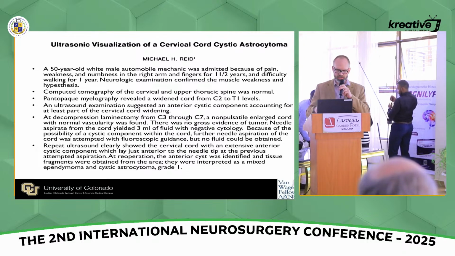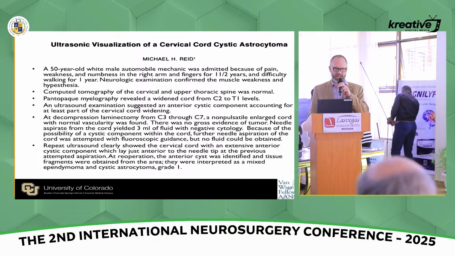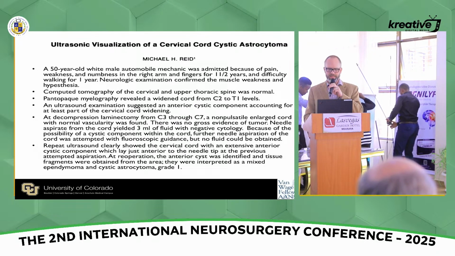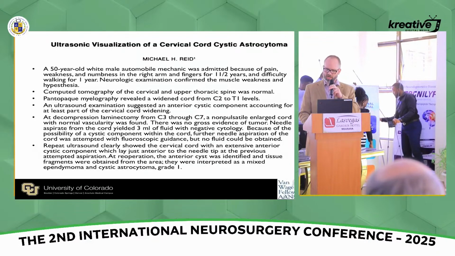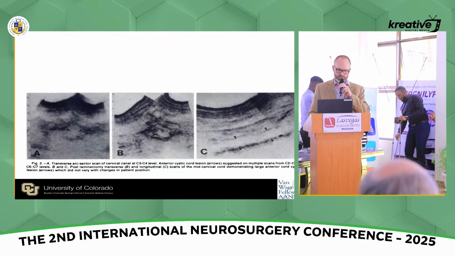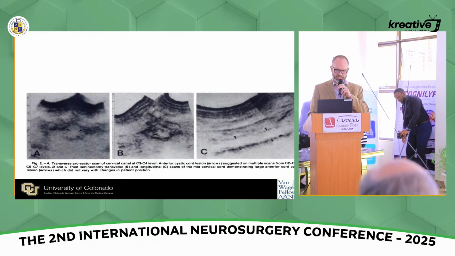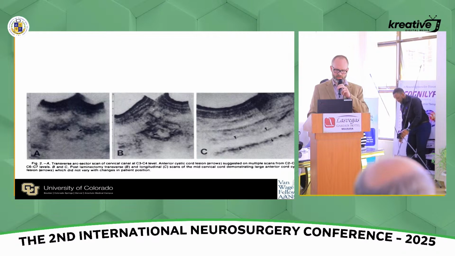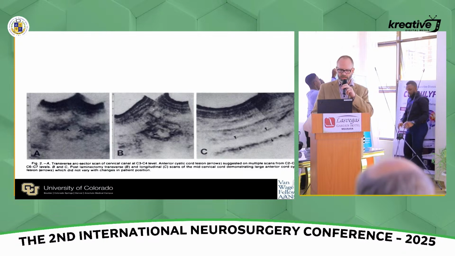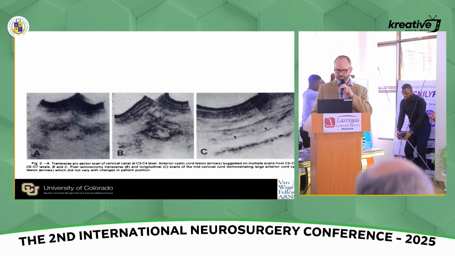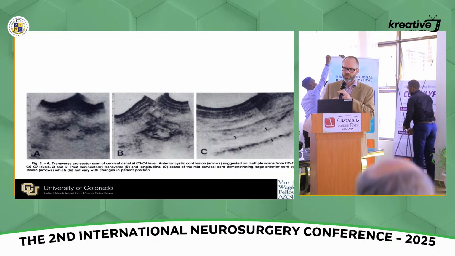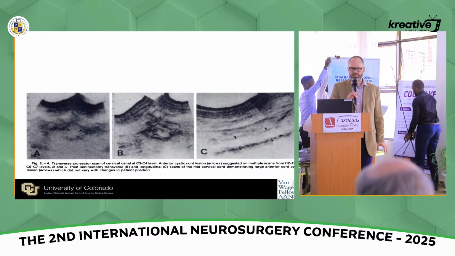They went to surgery and did a laminectomy and intradurally tried to get a biopsy. And pictures weren't very good back then. They're much better now, but you can see there is a change in density inside the spinal cord here, which was consistent with a cystic spinal cord tumor, and the spinal cord is expanded in this portion of the cervical cord. So this is just for your reference.